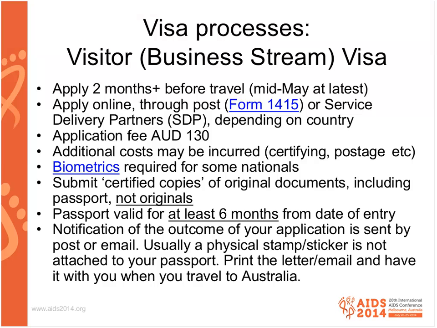Notification of the outcome of the application will be sent to you by post or email. Usually, there is no physical stamp or sticker attached to the passport. You should print the letter or email and have it with you when you travel to Australia. But again, this is electronically stored, and the immigration staff at the border will be able to see from your passport that you have the visa.